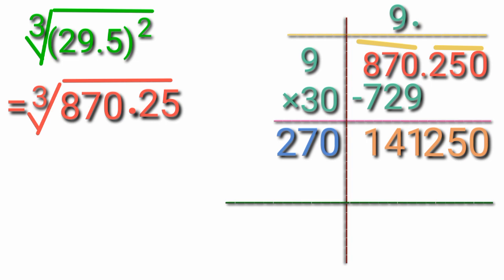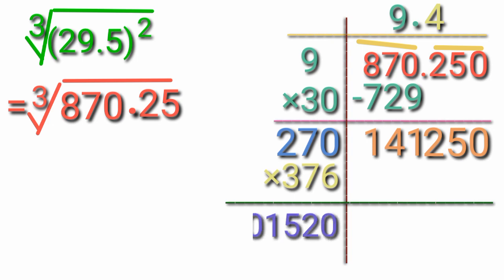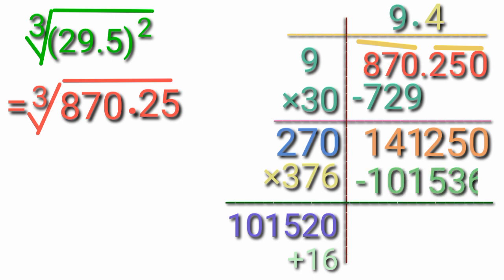Now in the quotient place, find a number 4, multiply by 94, that is 376, multiply by 270, that is 101,520, add 4 squared, that is 16. Put this value in the inner column. By subtracting, we get 39,714.